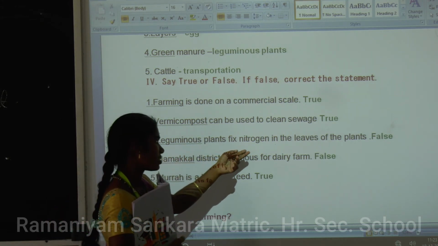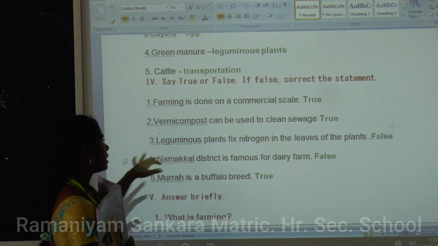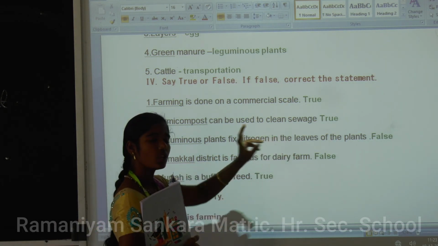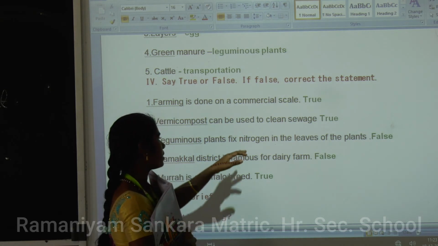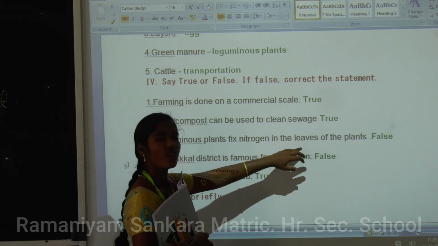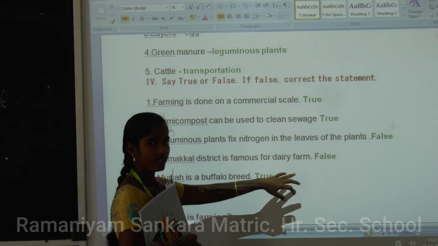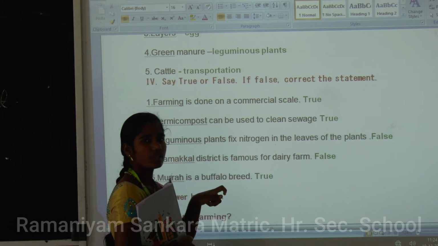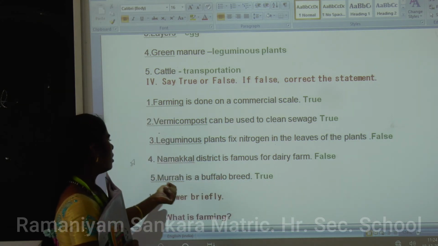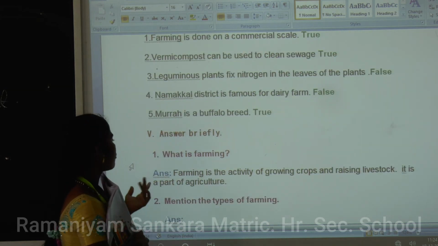Leguminous plants fix nitrogen in the leaves of the plants. False, because leguminous plants fix nitrogen not in the leaves, actually they fix it in the roots of the plants. In the roots of the plant they fix the nitrogen, they store it and collect it. So this is a false statement. Next, Namakkal district is famous for dairy farm. They have given that here, but actually Namakkal is famous for poultry farm. So this is a false statement. Murrah is a buffalo breed. Yes, it is true because that is a buffalo breed.